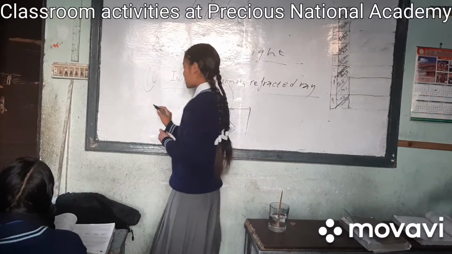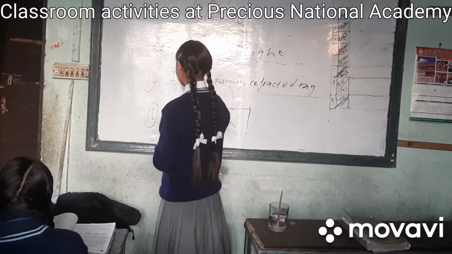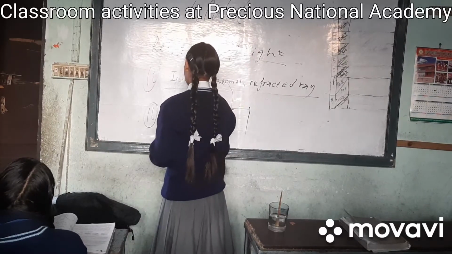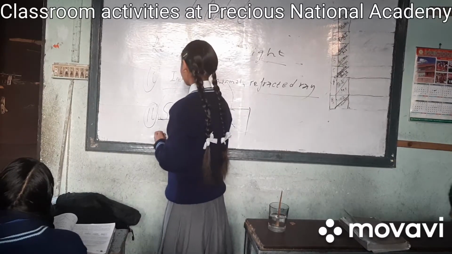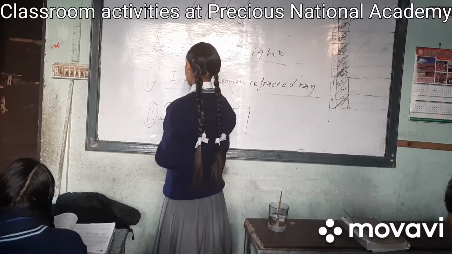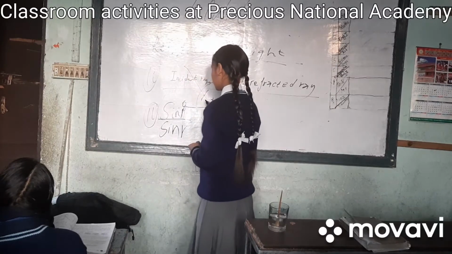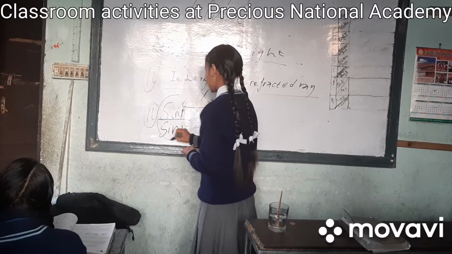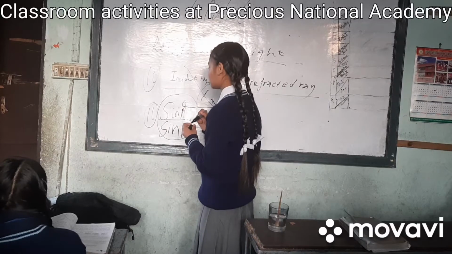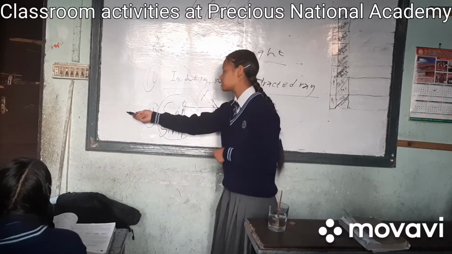Now the law states that the ratio of the sine of the angle of incidence to the sine of the angle of refraction is constant for a given pair of media, and that is called Snell's law or refractive index. Now did you get it?